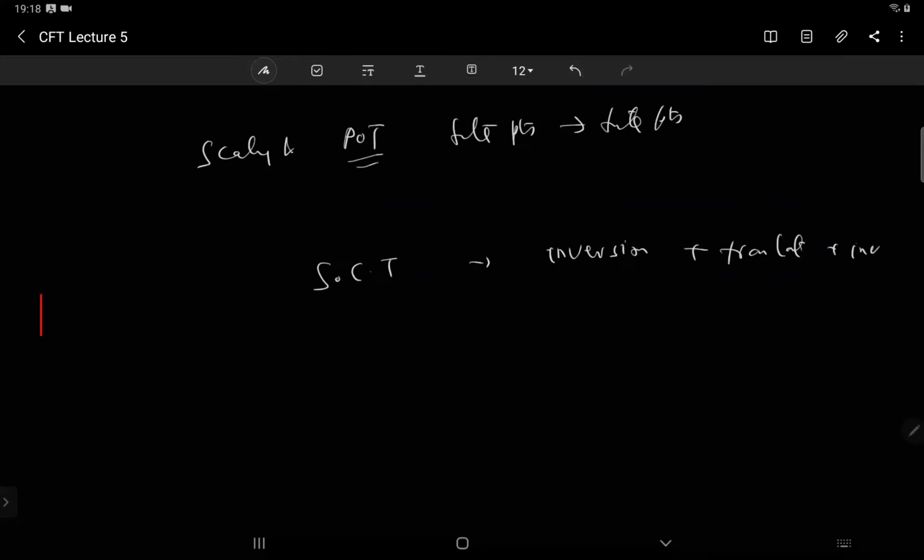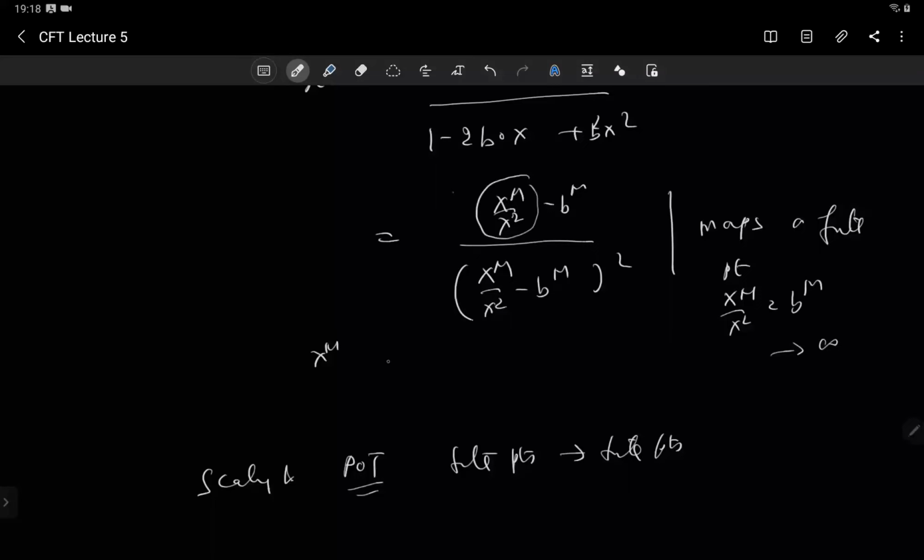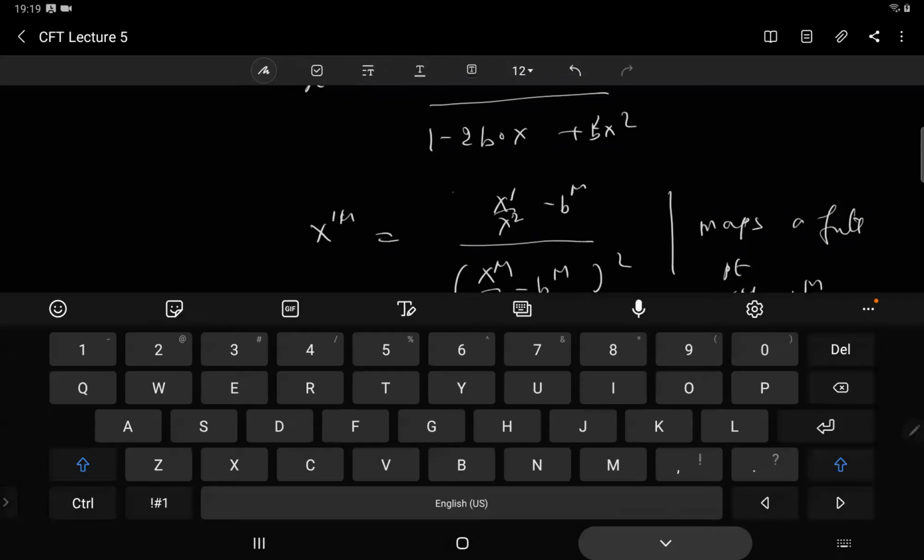That is actually quite clear from this way of writing it. So when we write it like this, first you take x mu and then you invert it. Inversion means x mu goes to x mu by x square. Then you translate it by minus b mu, and then the whole thing you again invert. That is your special conformal transformation. So if you ever forget this formula, all you have to do is remember that it is inversion followed by a translation, then an inversion.